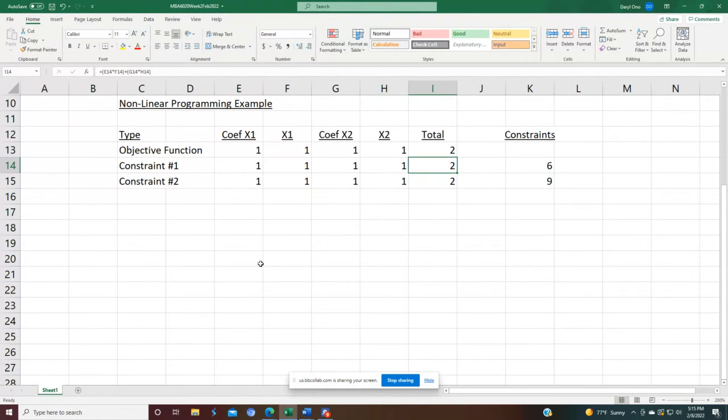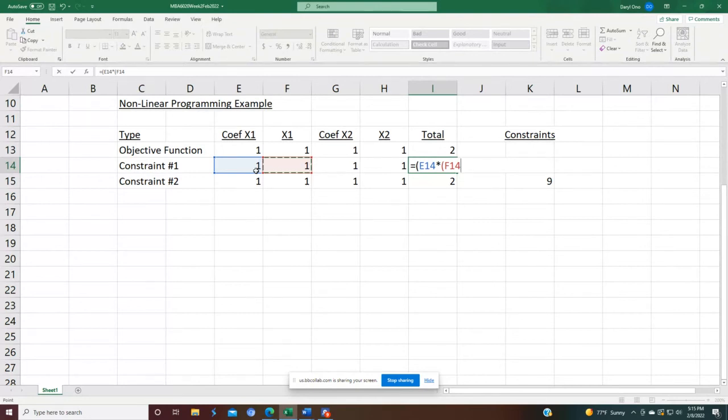Okay, so this is going to be equal to the coefficient for x1 times, left parentheses, the coefficient for x2, x1 squared.